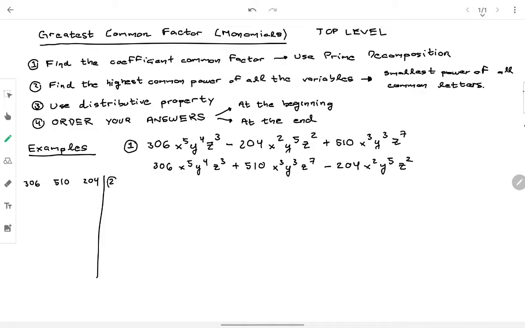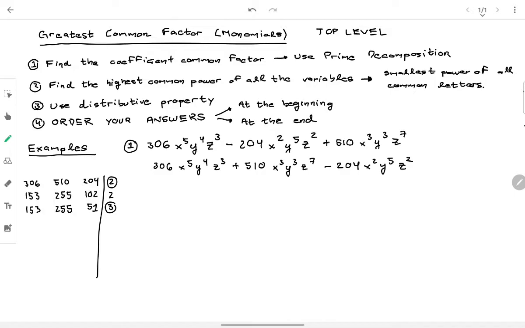We can divide every term by 2. It's going to be 153, 255, 102. Then we can continue with number 2, but that number 2 only divides the last one, so it won't be circled. It will be 51. Then we can do division by 3. All of them will be divisible by 3.